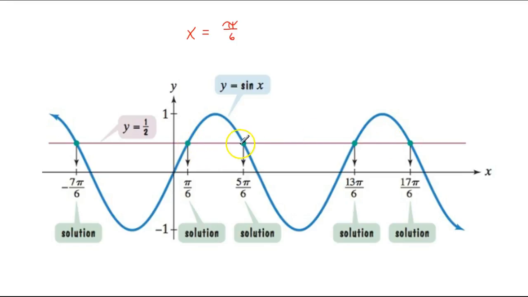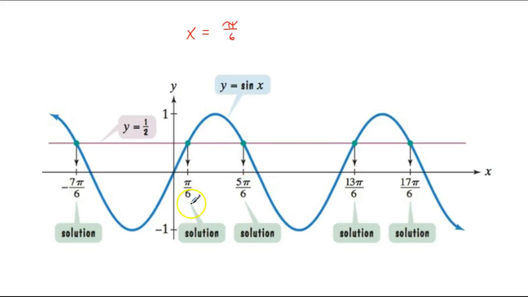The gap does have a pattern. We're adding 4 pi over 6 or 2 pi over 3, and then we're adding 8 pi over 6 or 4 pi over 3. 2 pi over 3, 4 pi over 3, 2 pi over 3, 4 pi over 3. But we still wouldn't even want to write that.